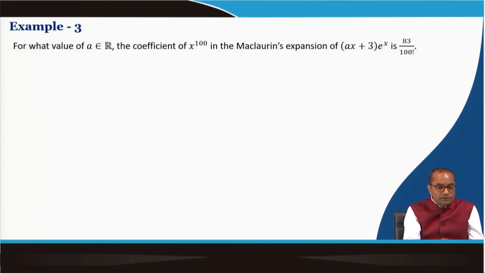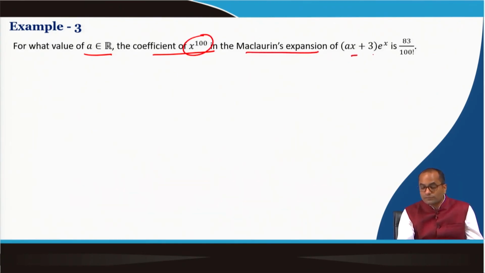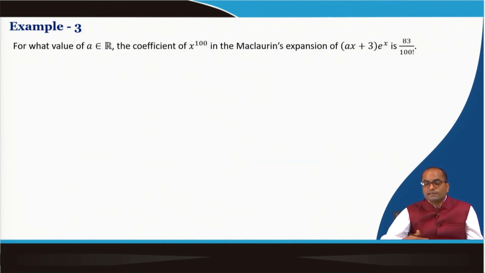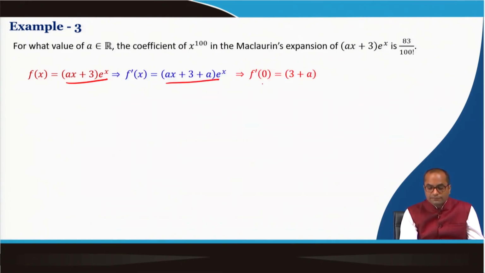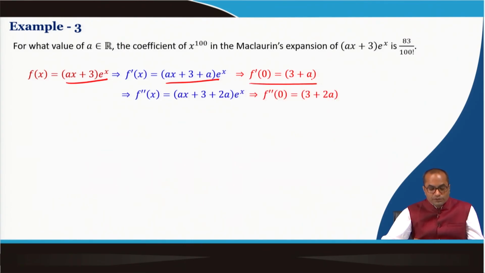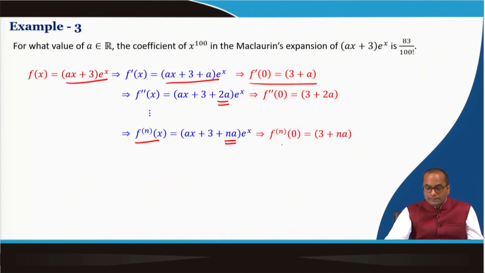Well, this is the last example. For what values of a is the coefficient of x to the power 100 in the Maclaurin expansion of this function equal to this value? The coefficient is given, so we can find the Maclaurin expansion easily and then equate it to this coefficient, and then we can find what a is. So f(x) is given, we can get the derivative, and in fact the derivative at 0 is also easy to compute. So we can get the nth order derivative also, only thing is this na will come in the nth order derivative. In the second order derivative, this 2a extra term will be coming, and the value of the nth order derivative at 0 will be 3 plus na.